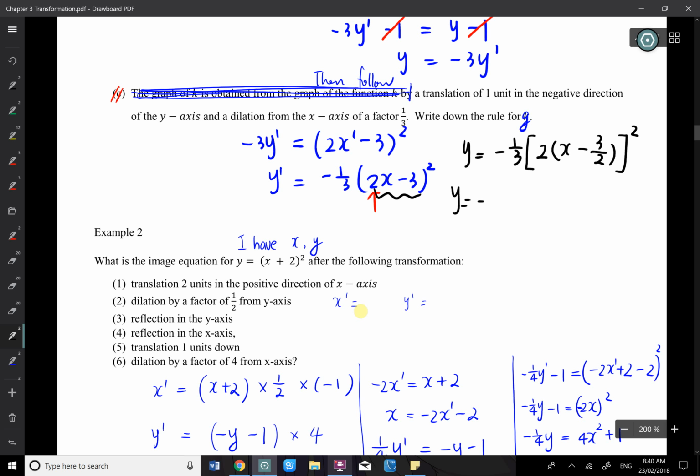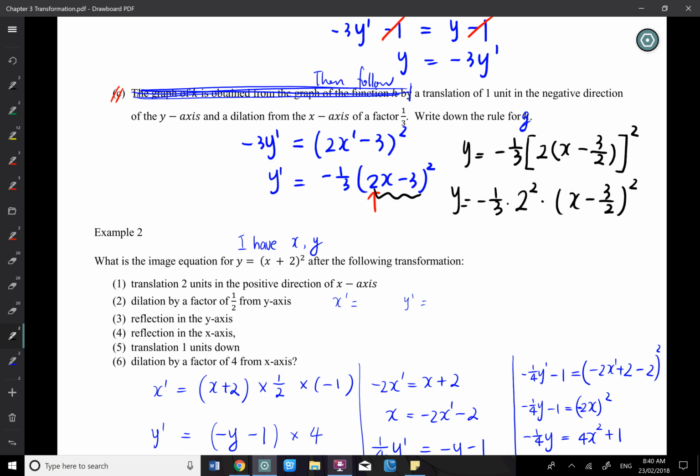And when you expand this, 2 squared times x minus 3 over 2 squared. Okay, indice law: a times b squared equals a squared times b squared. A lot of students will forget the square at all, just take the 2 outside, and that's a wrong answer. We need to know this because later on there's a question where you need to do this process.